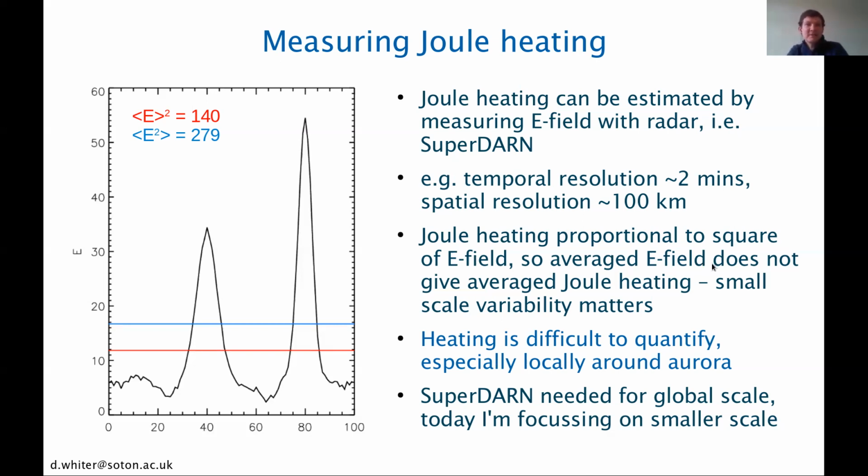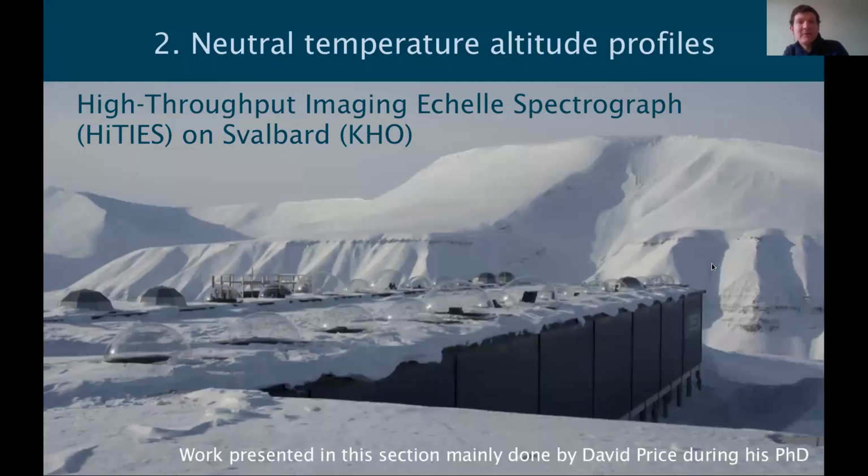Okay, so the first part of the work which I'm going to be talking about is measuring neutral temperature altitude profiles. That's work which has been done using HiTIES, which is a spectrograph, the High Throughput Imaging Echelle Spectrograph, excuse me, located on Svalbard at the Kjell Henriksen Observatory. This is the roof of the observatory, and I think that dome is the one that's got HiTIES in it. And this is work which was mainly done by David Price for his PhD. He's just finished.